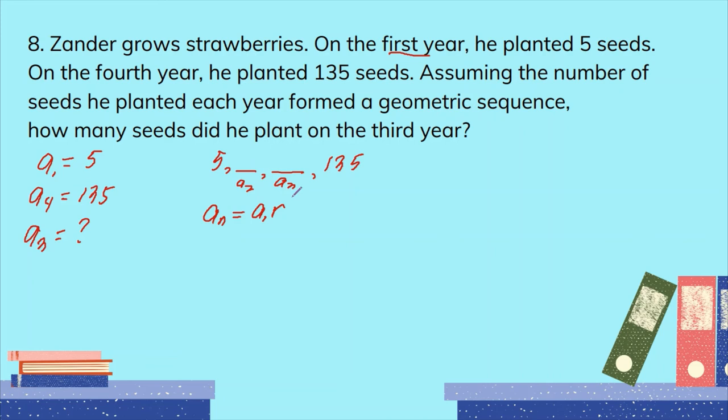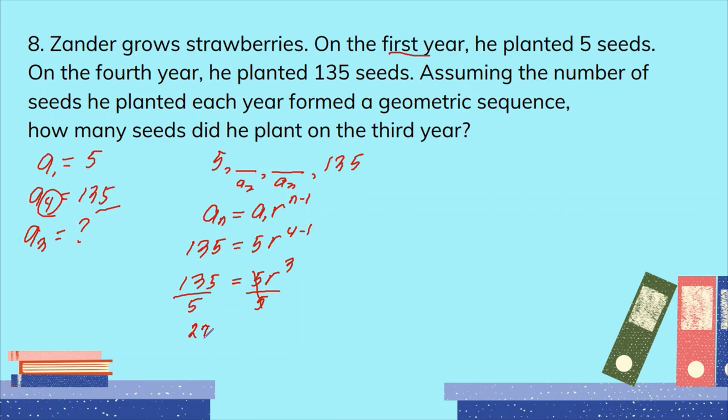Okay? And then A sub n mo is A sub 4 ito, which is 135, and then A sub 1 mo is 5, and then your R, and then your N is 4, this is your N, minus 1. So 135 is equal to 5 times R to the power of 4 minus 1, which is 3. And then divide both sides by 5. Yan. So 135 divided by 5 is 27. Diba? And then that is your R cube.